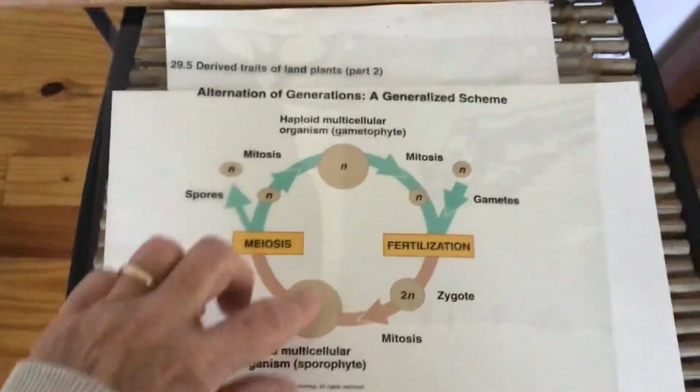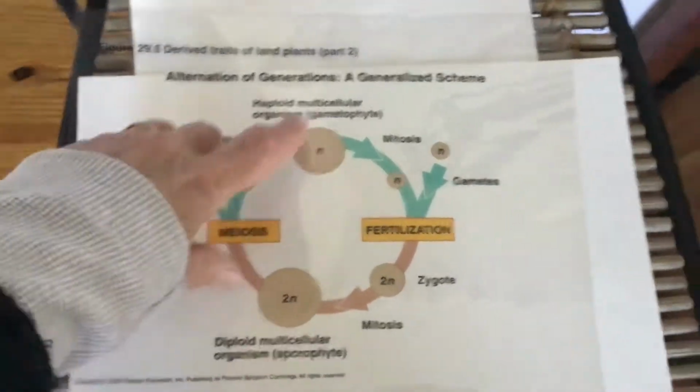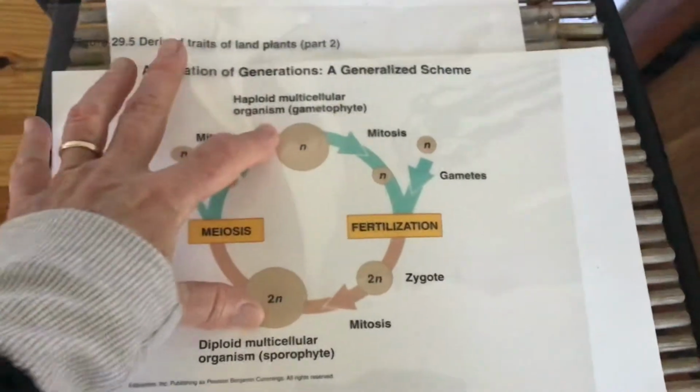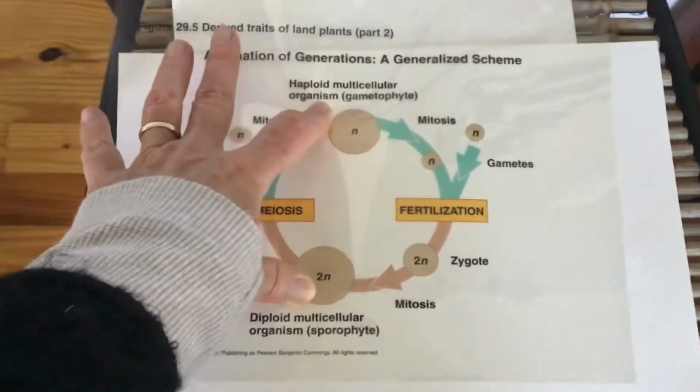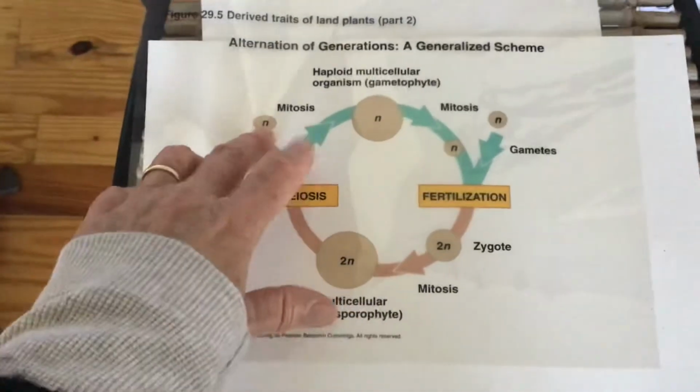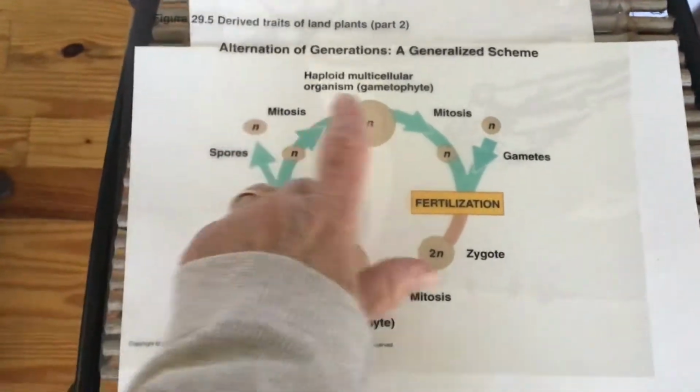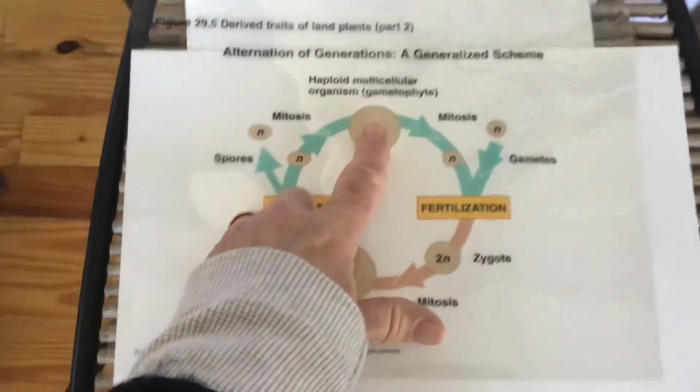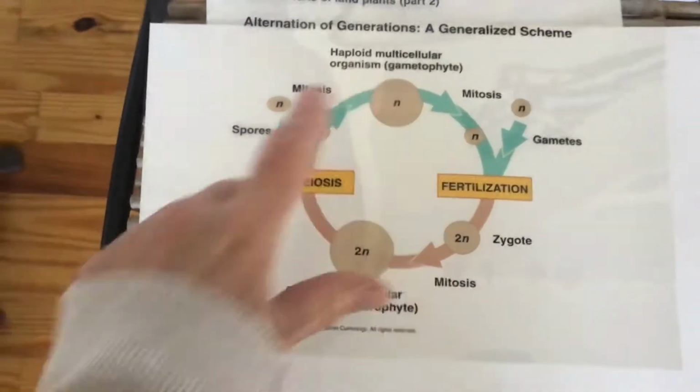But always, these two stages are multicellular, and that's the big difference between us and them. That is, when we do meiosis, we create egg and sperm that do not grow into a multicellular structure. So that's a big difference in the two.